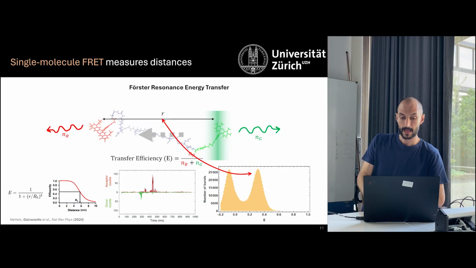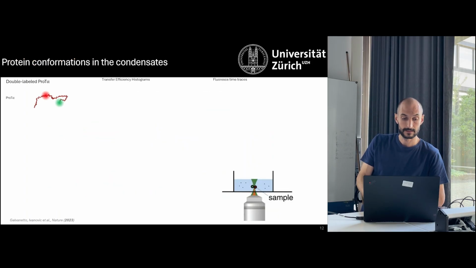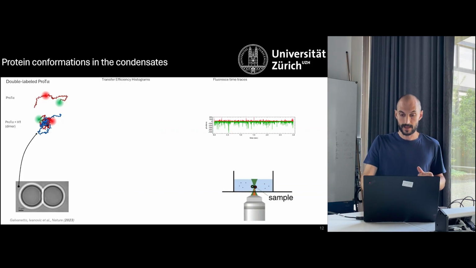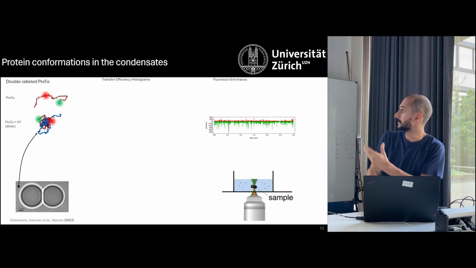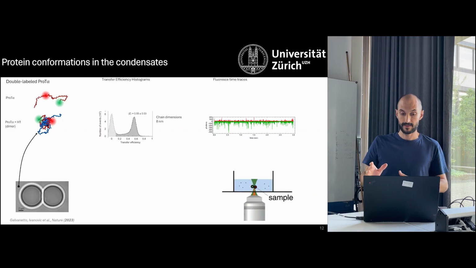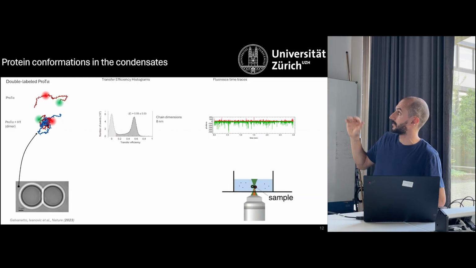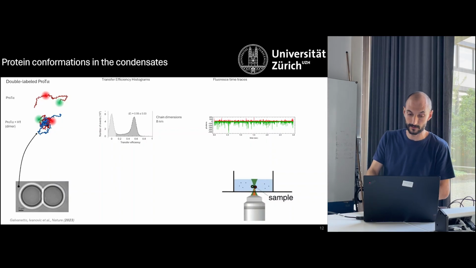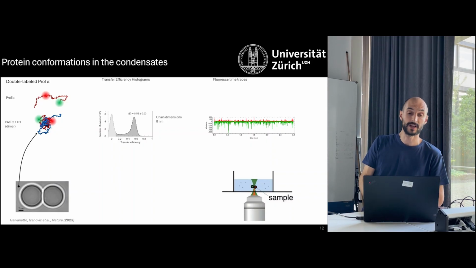So now, let's see the experiments on the condensate. I have double labeled prothymosin alpha, and I wanted to study the conformations in the dilute phase outside of the droplets. And there, this is a fluorescence time trace, you see the bursts, and there I obtained transfer efficiencies of about 0.55, which, considering the whole chain, is about 8 nanometers in chain dimensions.